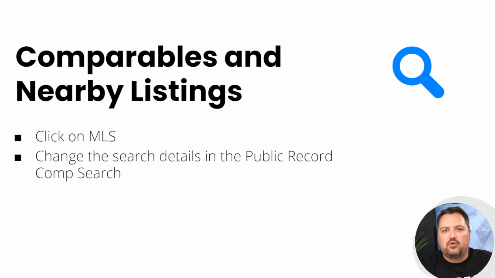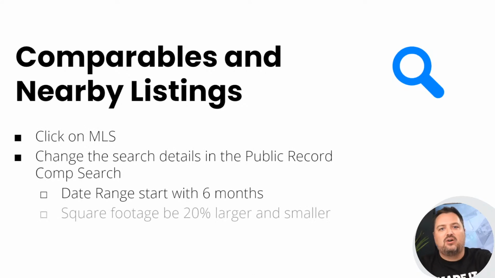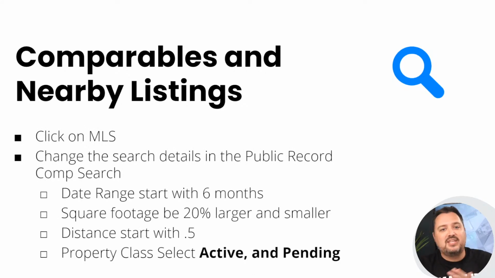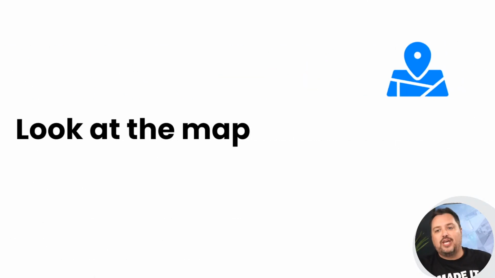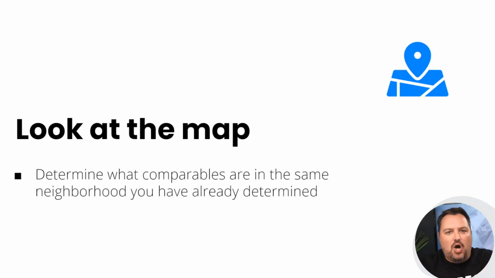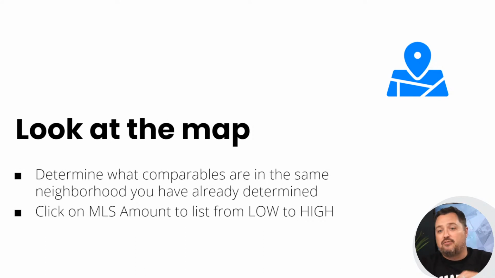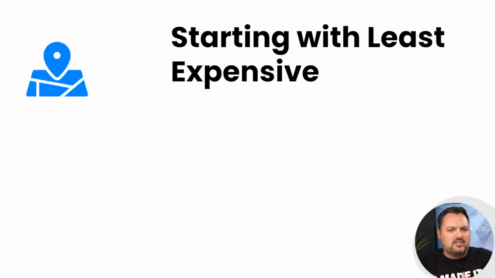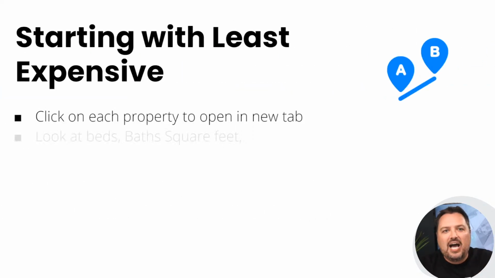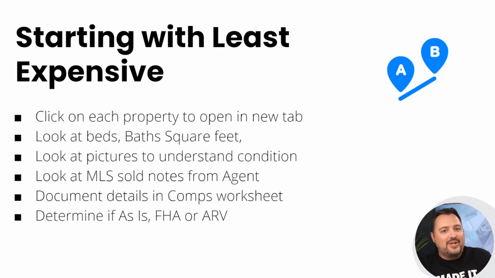So I go through the MLS, I look at public records, I look in the last 6 months, everything's still the same here, but I look at active and pending. I'm not looking at the sold comps because I want a couple of sold comps, 3 sold comps, and 3 active comps. I determine the neighborhood. I should have already done that with the sold properties, and so I don't have to necessarily do that again. I start with the least expensive, just like we did before.